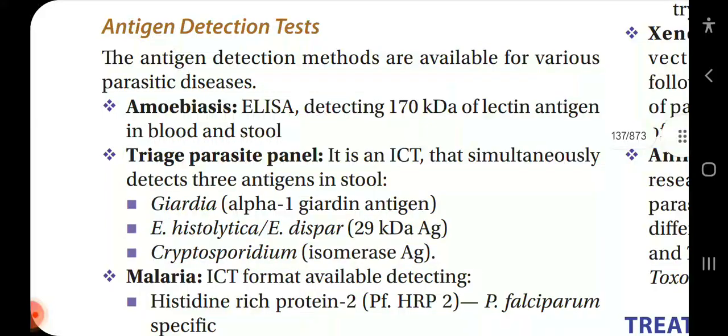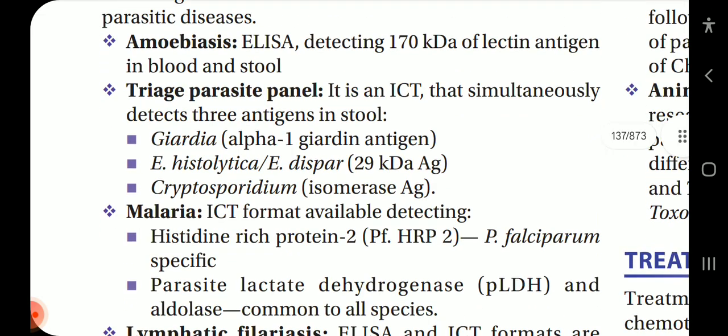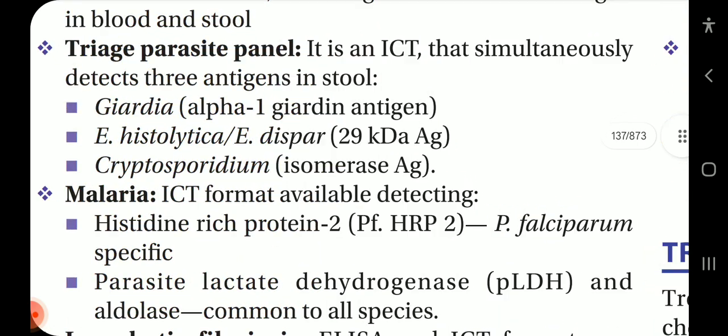Antigen detection methods are available for various parasitic diseases. Amoebiasis: ELISA detecting 170 kilodalton lectin antigen in blood and stool. Triage parasite panel: it is an ICT that simultaneously detects 3 antigens in the stool: Giardia alpha 1 giardin antigen, E. histolytica or E. dispar 29 kilodalton antigen, and Cryptosporidium isomerase antigen.